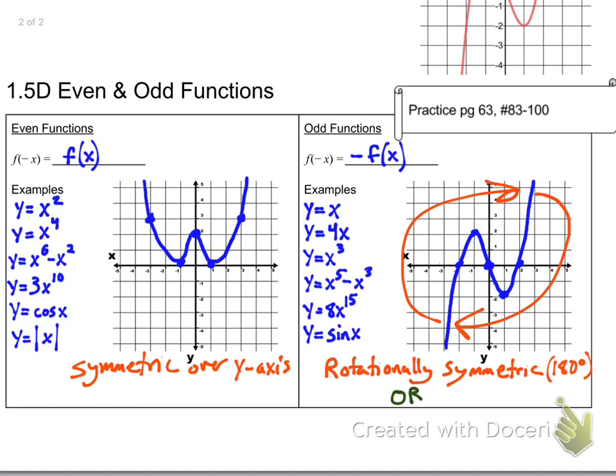Another way to think about that, you could also think of it as a reflection over the x-axis and then the y-axis. The order of that doesn't matter. You could reflect over the y-axis first and then the x-axis.